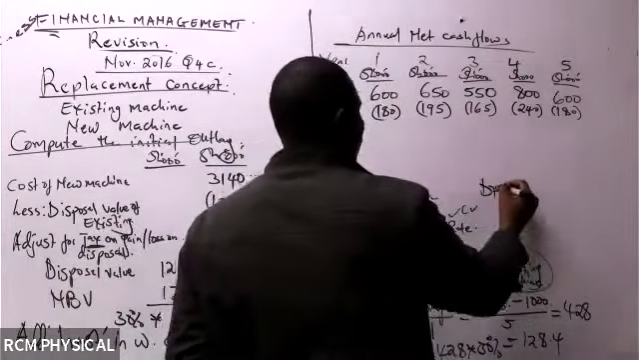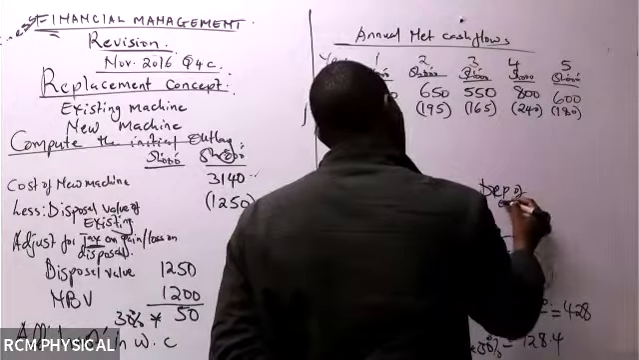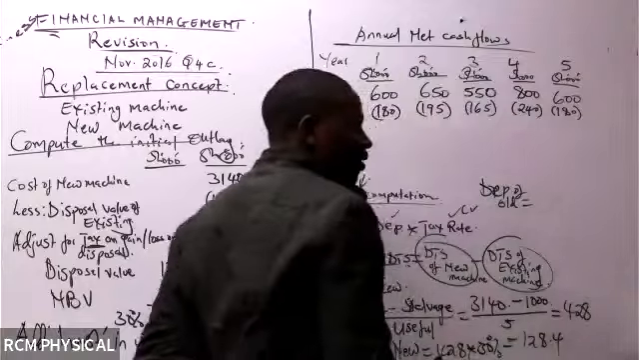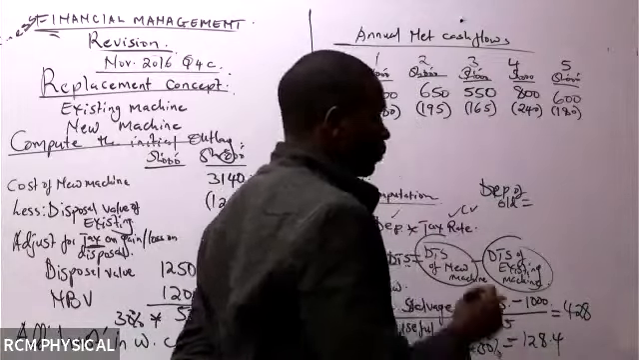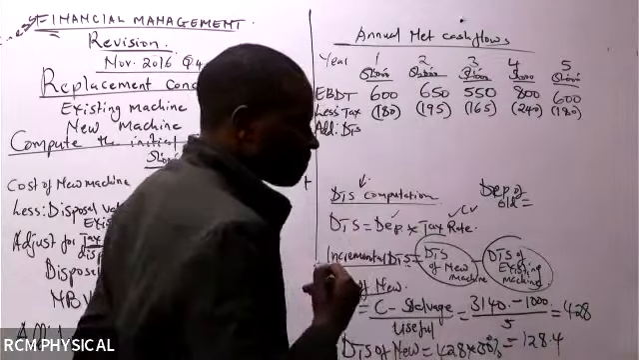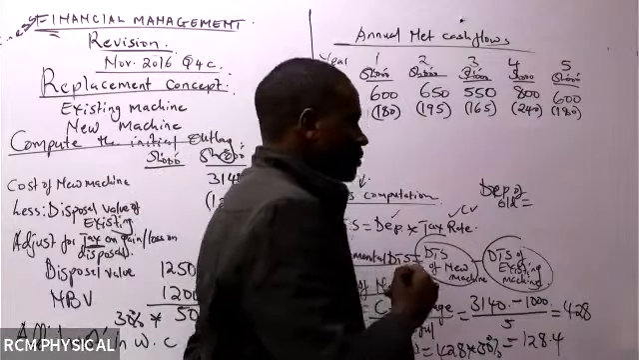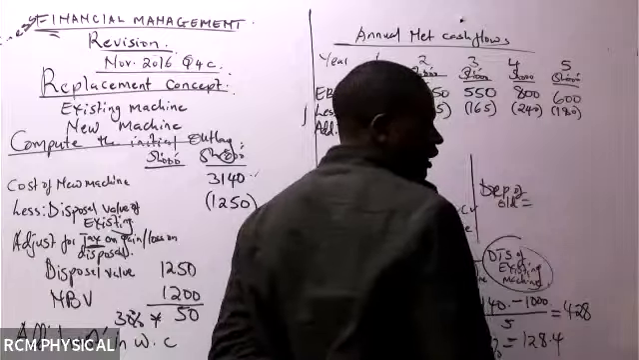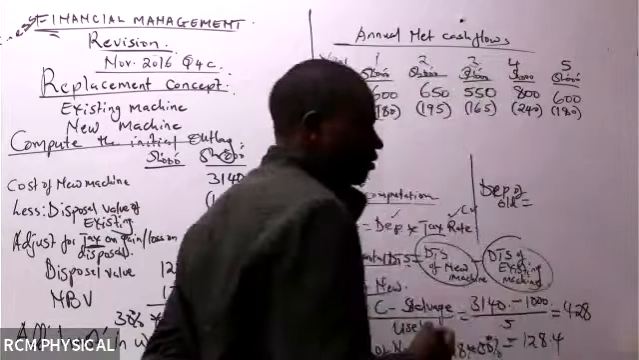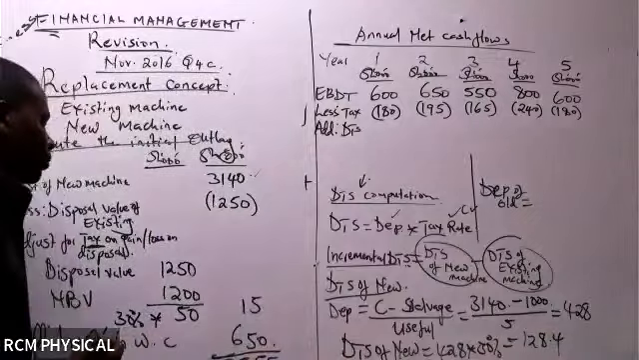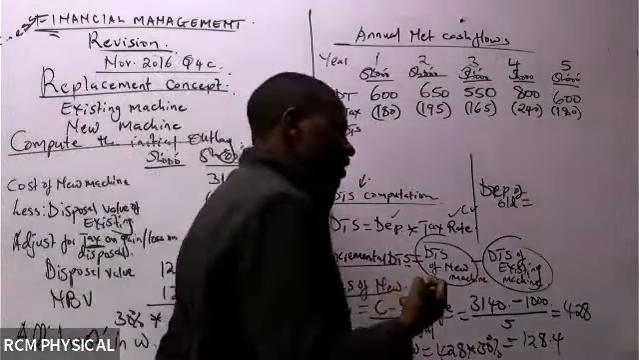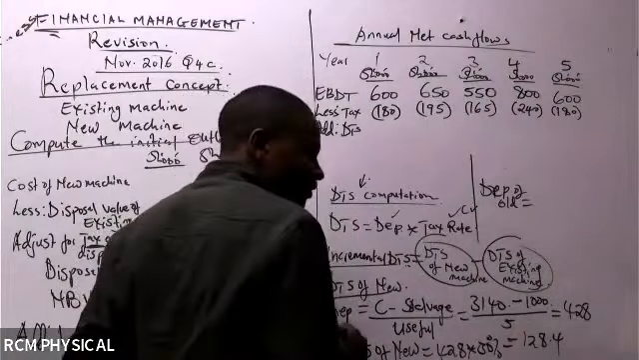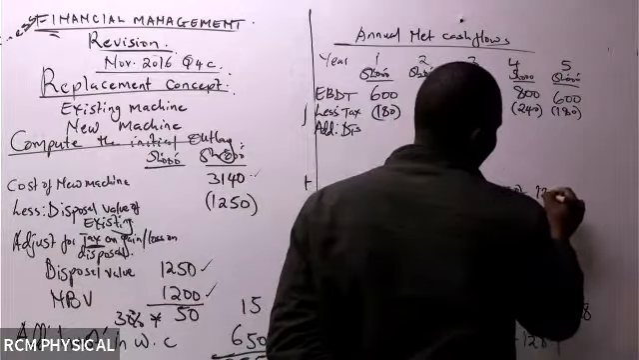Now the tax shield of our old existing machine. What is the cost of our existing machine? Not the position, but the cost. Which cost are we going to use? Is it the net book value or the disposal value? We usually use the net book value.